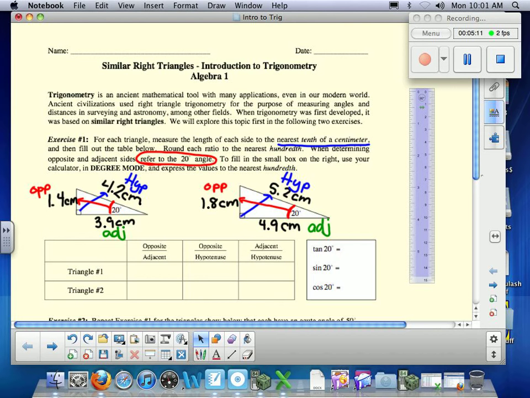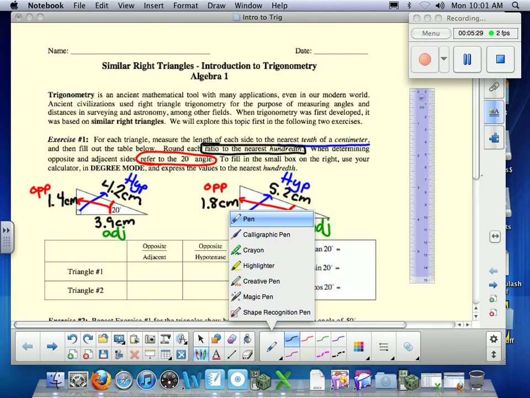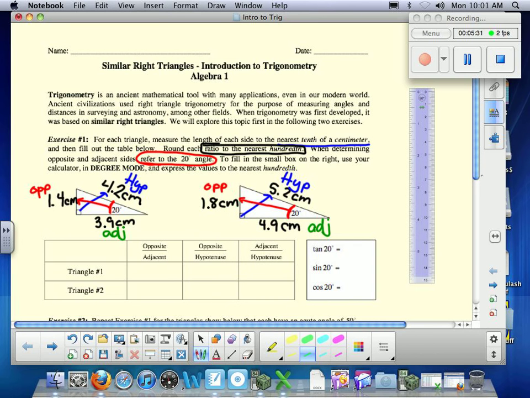Let's fill in some information here. They want us to write a ratio, and we're going to round it to the nearest hundredth. So we're going to need our calculators on, and we need to be sure that they are in what is called degree mode.